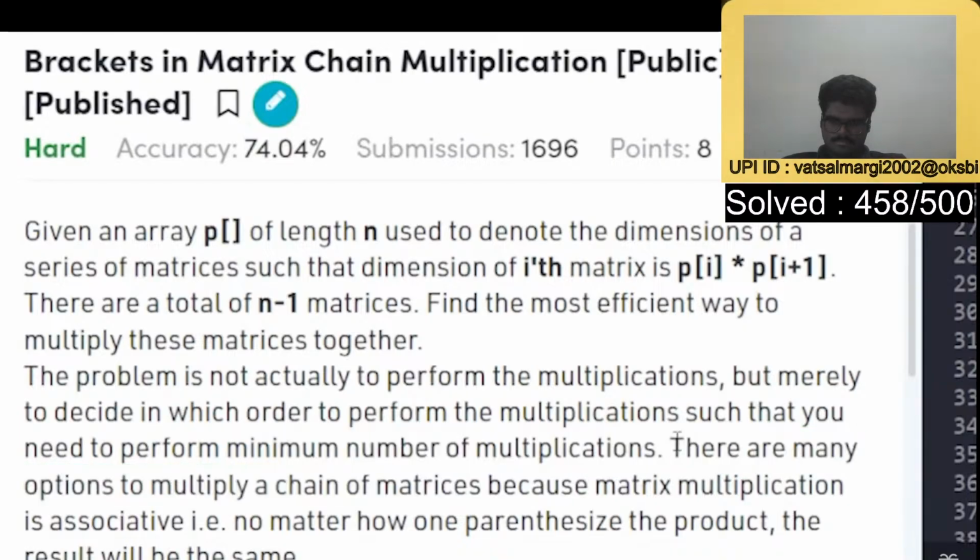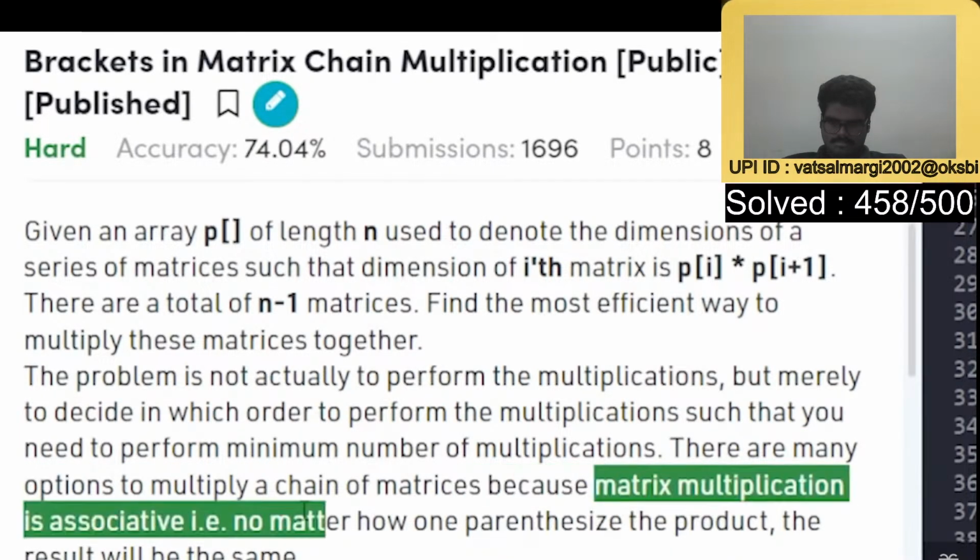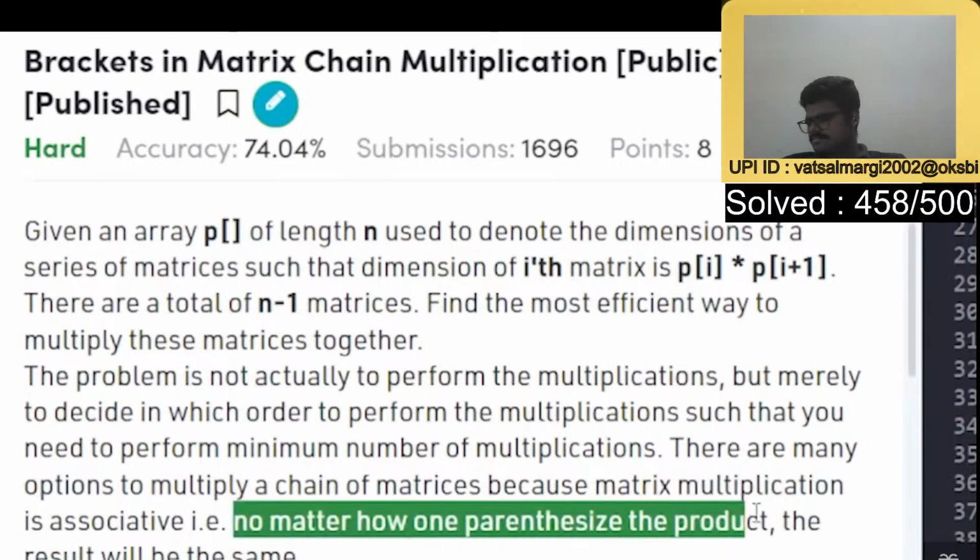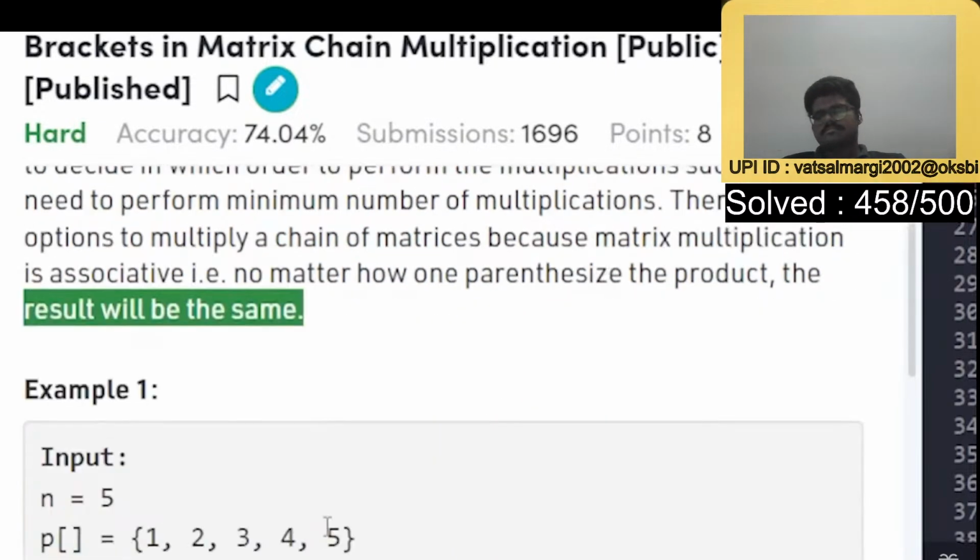There are many options to multiply a chain of matrices because matrix multiplication is associative in nature. We'll see this in the notes part as well. No matter how one parenthesizes the product, the result will be the same. So let us see some of the cases here.